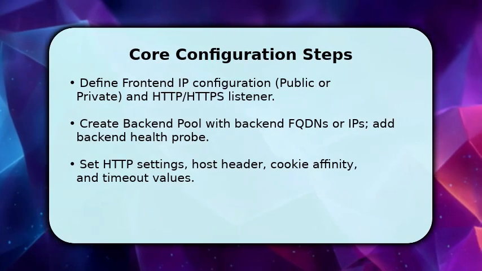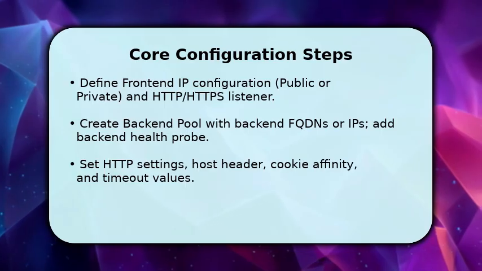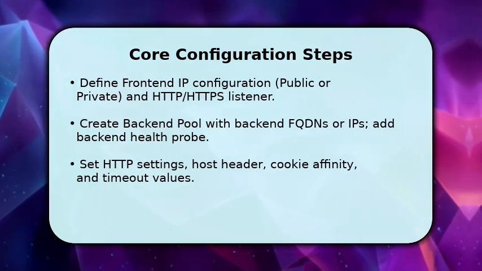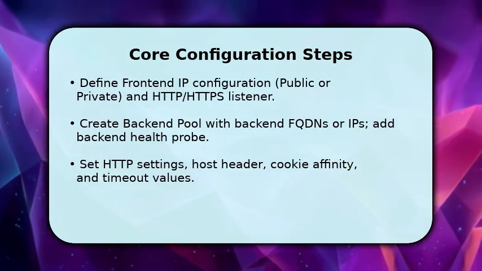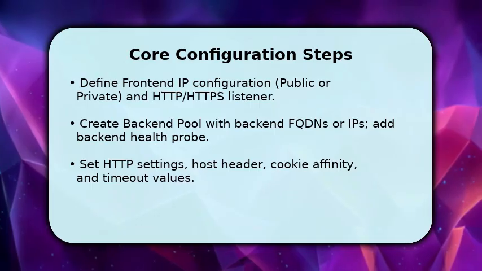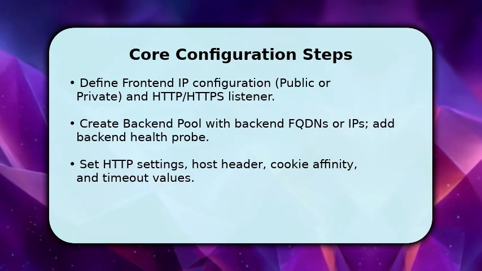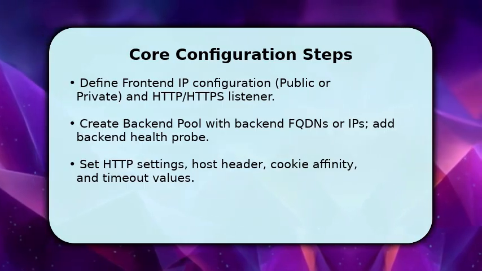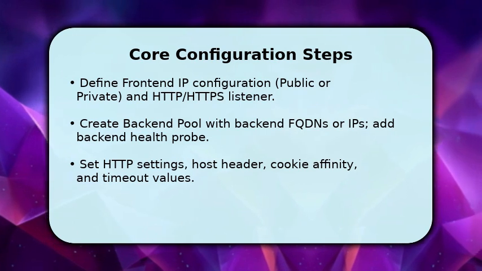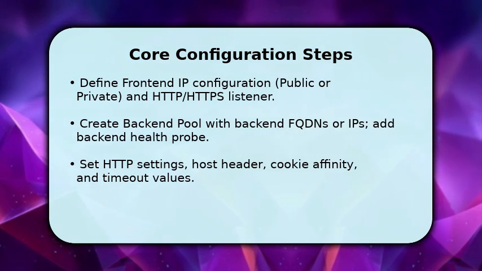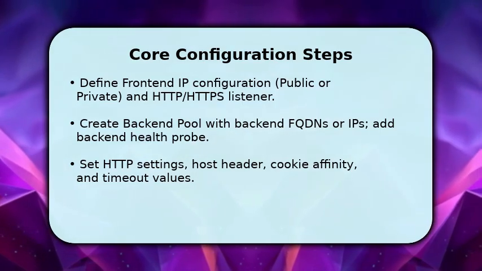Next, you build the gateway components. Start by creating the front-end IP configuration. Choose public if serving internet traffic or private for internal only, and add listeners for HTTP and HTTPS. Once listeners exist, define your backend pool using FQDN or IP addresses and attach a health probe so the gateway can monitor backend instances. Configure HTTP settings. Choose host header behavior. Enable cookie affinity if needed, and set appropriate timeouts. Finally, map listeners to routing rules that link to the backend pool and probe.